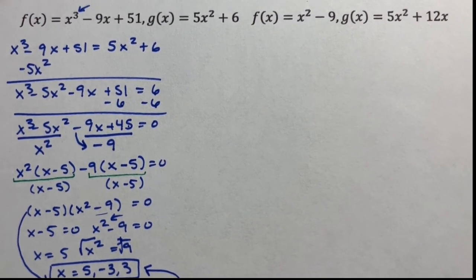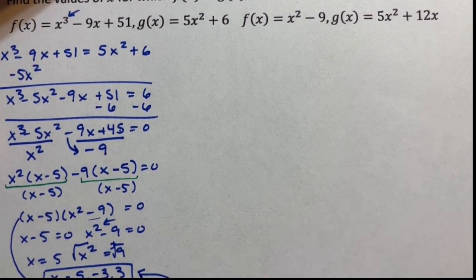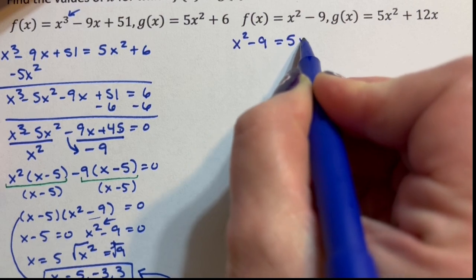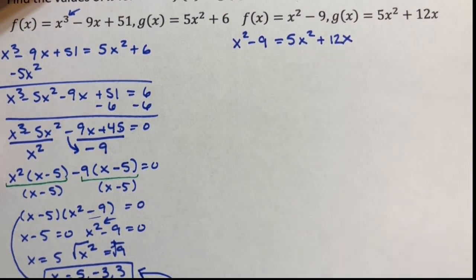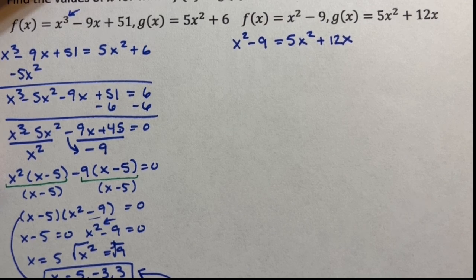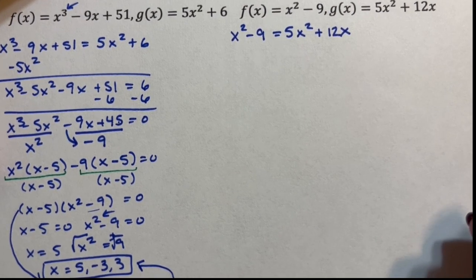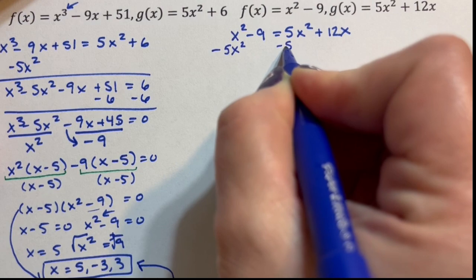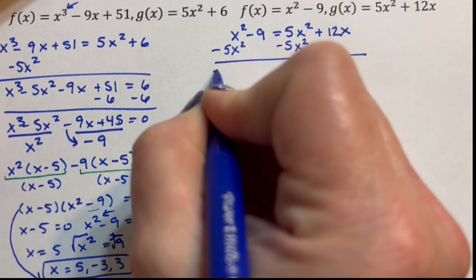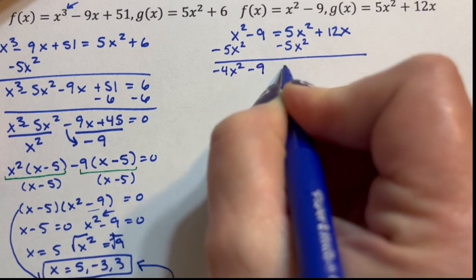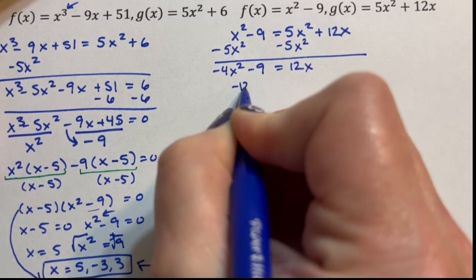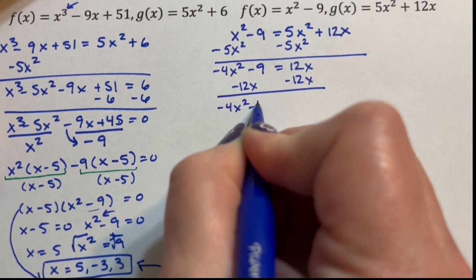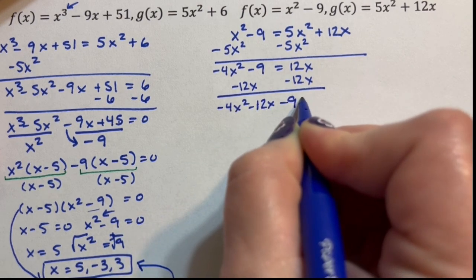All right, so let's go on to our next problem, setting them equal to each other. We want to set x squared minus 9 equal to 5x squared plus 12x. Once again, we see an x squared, we see an x. That means we want to move everything to one side and factor. So I'm going to subtract that 5x squared from both sides. Negative 4x squared minus 9 equals 12x. Subtract a 12x from both sides. Minus 4x squared minus 12x minus 9 equals 0.